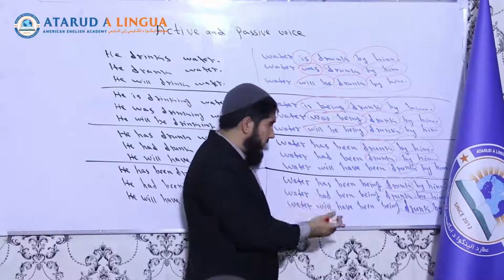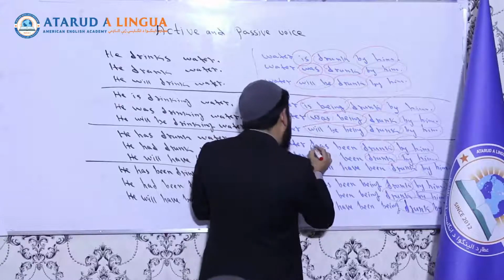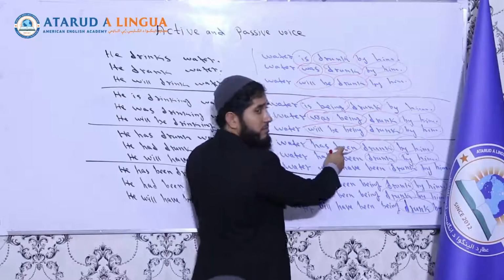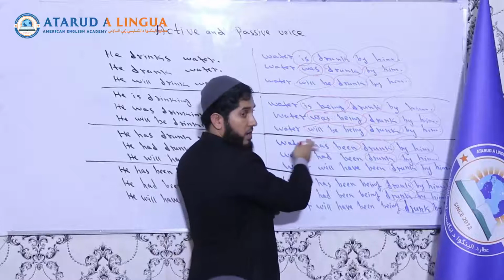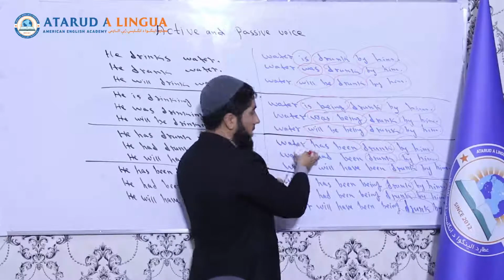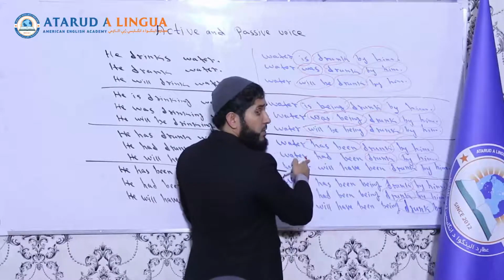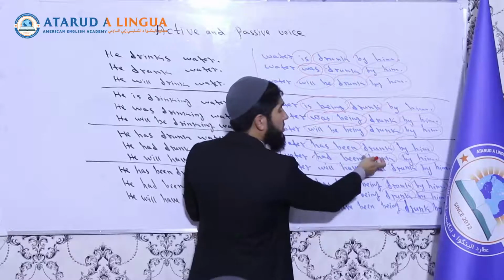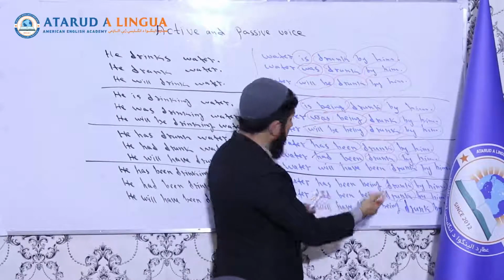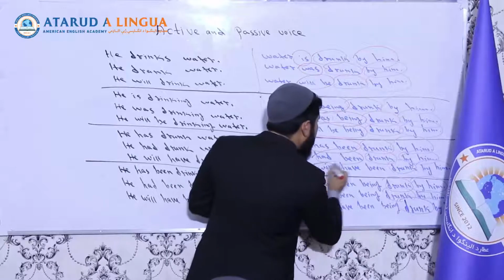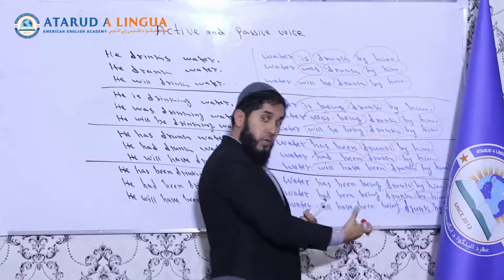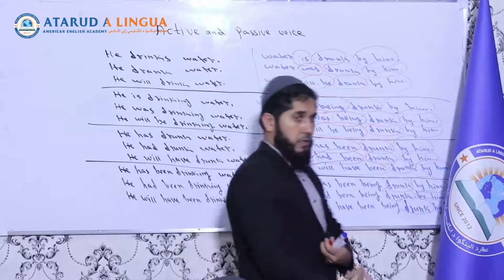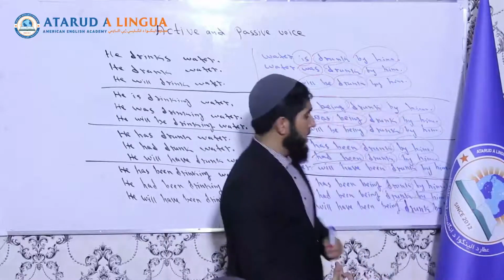If it's a perfect tense, have been or has been, according to the subject. If the subject is plural, you say have been; singular, has been. Past perfect: had been plus the main verb in third form. And future perfect tense: will have been, or is going to have been. You can use be going to, you can use will. You can use both auxiliaries, okay?